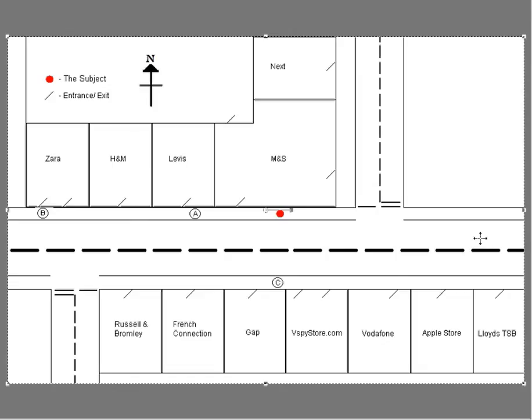Hello everyone. Today we're going to be looking at the ABC surveillance method. The reason we use the ABC method is to enable a three-man team or more to conduct covert observations on a subject in a busy environment.